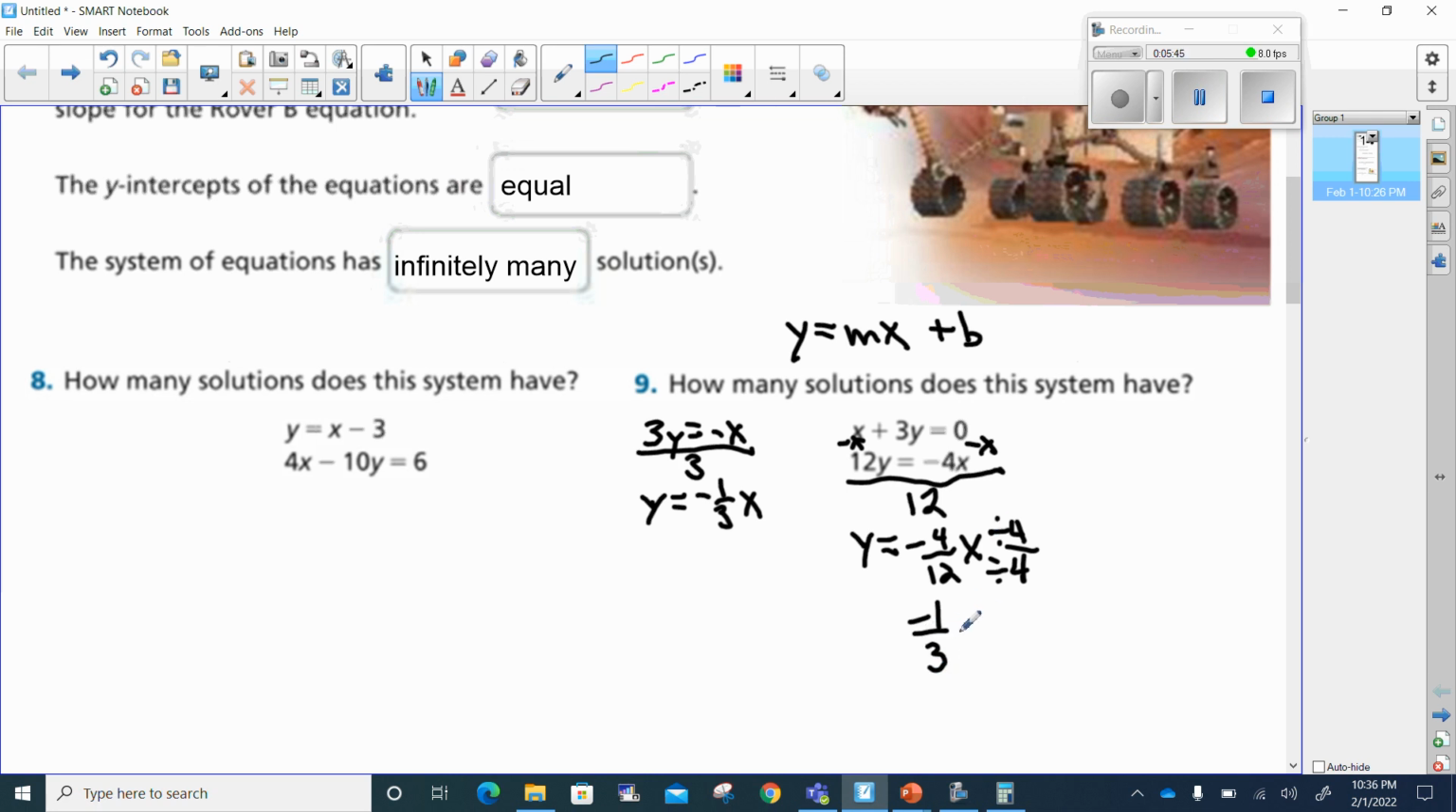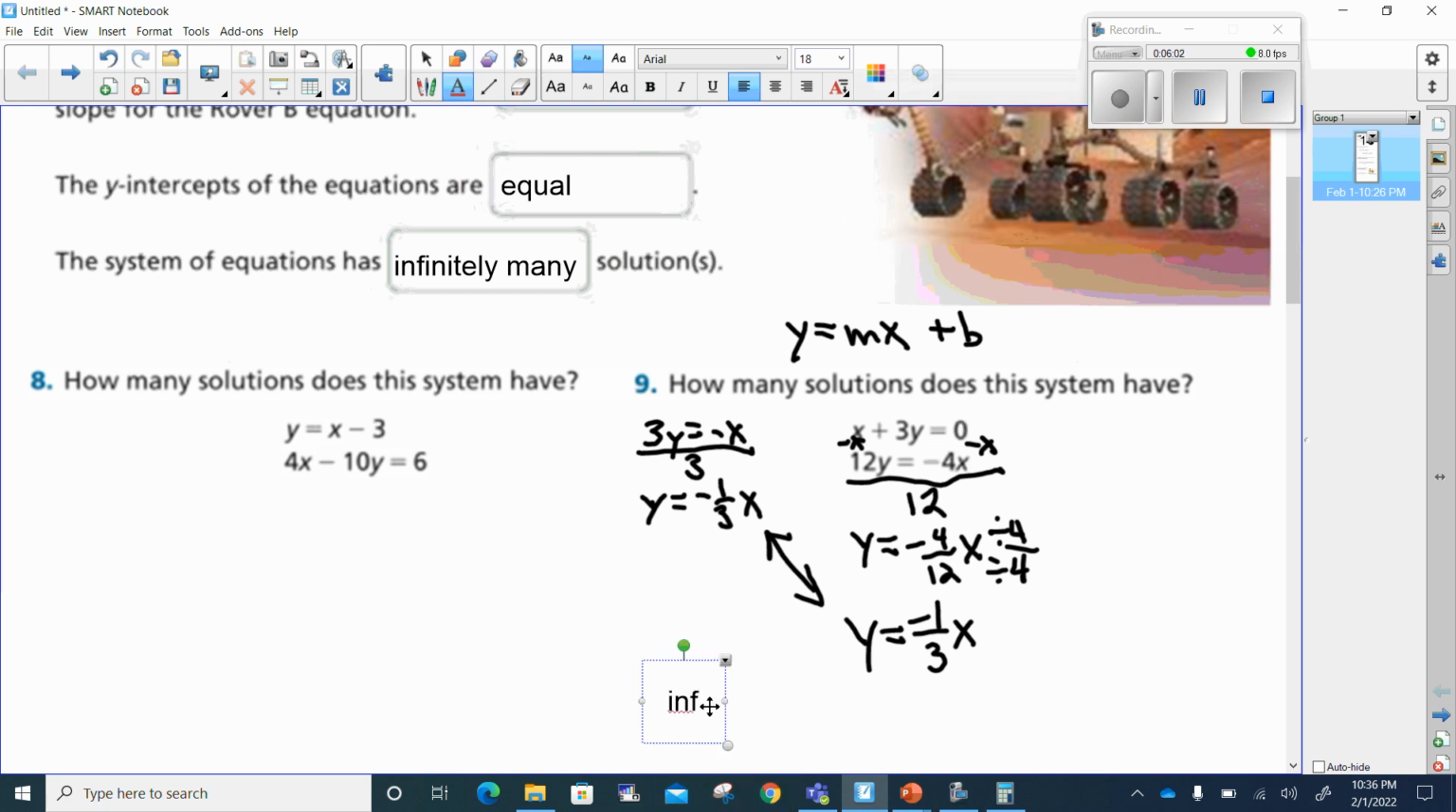The x, nothing ever happened to it. And so the y came down. We have y equals negative 1 over 3x. And once again, we see these are identical. So how many solutions are there? I think we answered that in question number 7. Infinitely many solutions. And once again, I am having issues with the word infinitely.